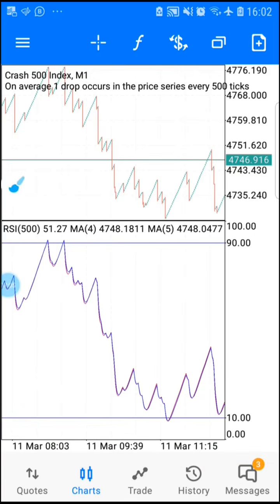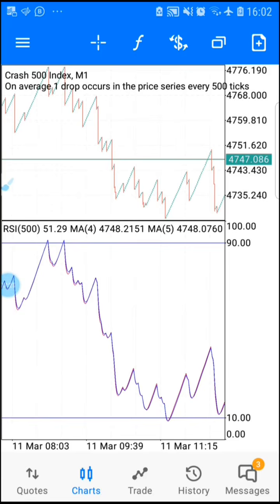So that's how we use this strategy, guys. That's exactly how we use this strategy. We first go to our higher time frame. We look at the trend. For Crash, we want it to be a downtrend. For Boom, we want it to be an uptrend. Then we come down to our M1.